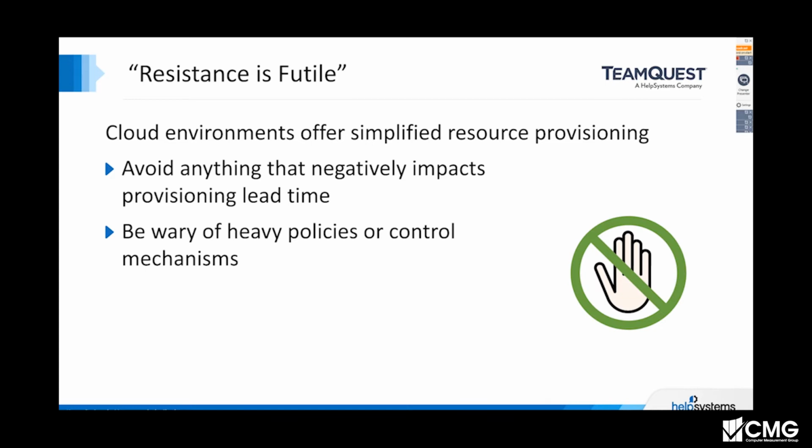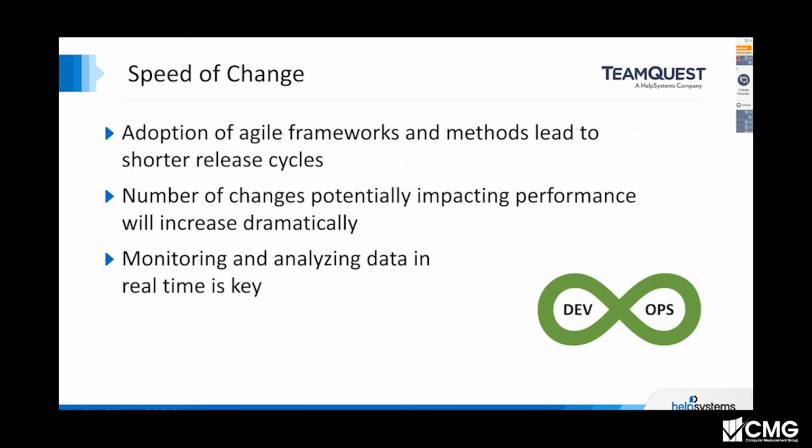Another one that is important is the speed of change. When you move over to the cloud, assuming that you refactor applications, it will be built on microservices. It will allow you to have a completely different way of developing your software. So you will have much more frequent releases. You will adopt agile frameworks and short release cycles. A lot of the changes made in those release cycles will be deployed straight into production environments in a way that they never were before. So the number of changes that can potentially impact performance will increase dramatically.